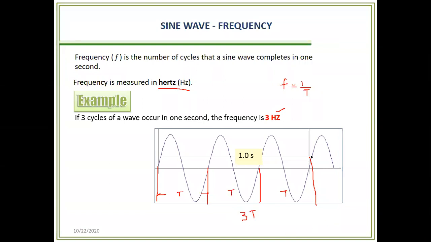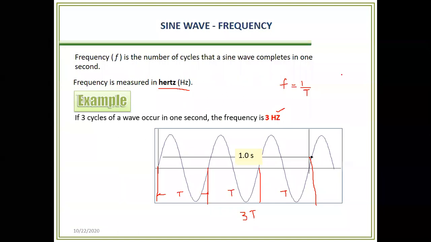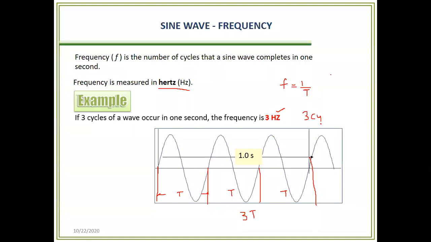So what he is saying is that frequency is equal to the number of cycles per second. So the time period is inversely proportional to frequency, because in 1 second it can complete 3 cycles. So I'll ask the question, what is the time taken to complete one cycle? It will be 1 by 3 seconds.